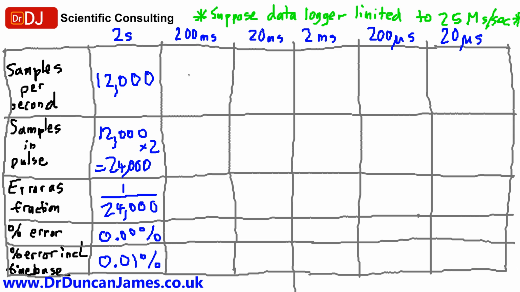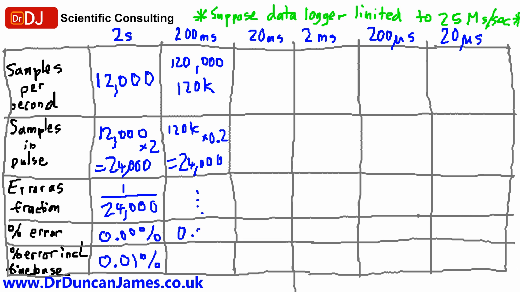What about 200 milliseconds? Start speeding up now. This would be 120,000 samples per second. How do I know? Because I worked it out, or maybe I used trial and error. Is it okay if I just write that as 120k to save time? So we've got 120k times 2. Wait a sec, it's not times 2, it's times 0.2, because we need to times by the length of time. Guess what, that makes 24,000 as well. That is a magic number, it's quite important. The same maths is going to generate 0.00%, and once we take into account the error in the time base of the data logger, which we're pretending in this case is 0.01%, again we've got the same.